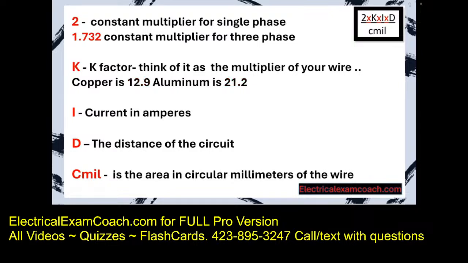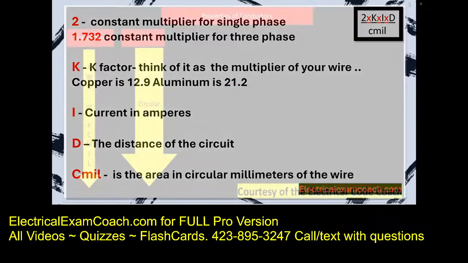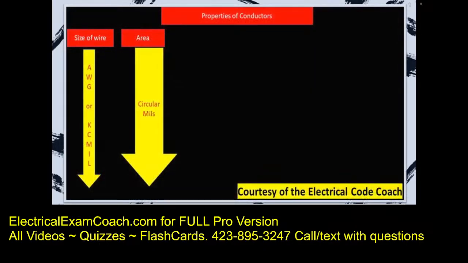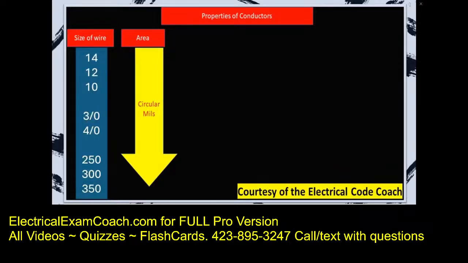To find the C mils of a wire, we need to head to Chapter 9, Table 8. It's toward the back of the book in the Chapter 9 tables. Go ahead and head there now. When we get there, we find that there's a lot going on with the table, but just like every other table, we only need to focus on what we need to focus on. On the left-hand side, we're going to find our size of wire.